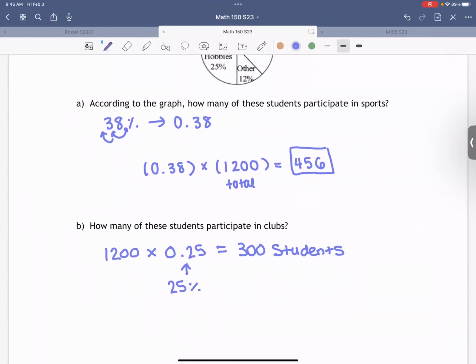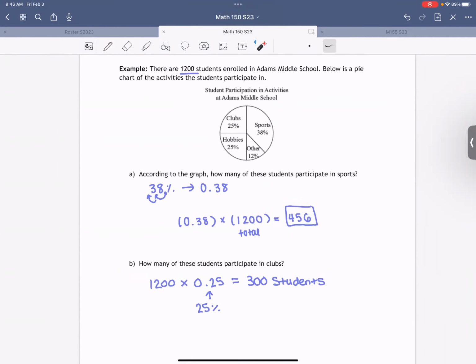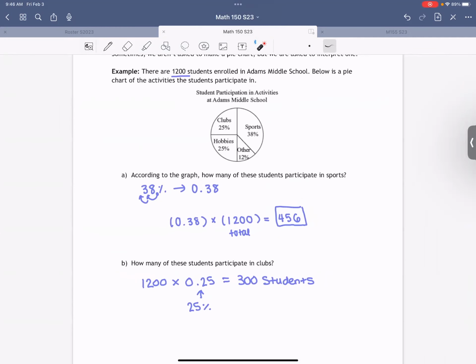Shayla, for part B, do you want to go through how you got your answer? 25%, move the decimal place, is 0.25, times the total. Perfect. So 300 students participate in clubs. All right. Any questions on how to interpret a pie chart?